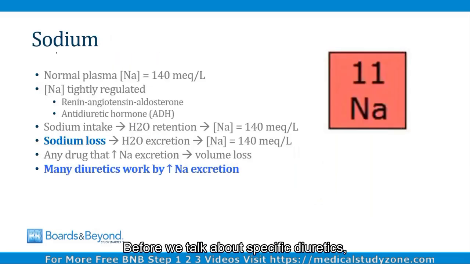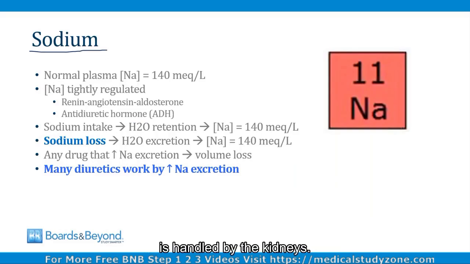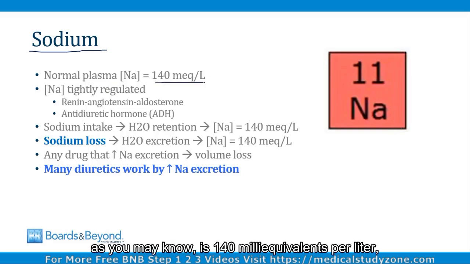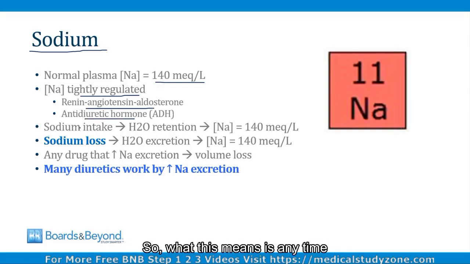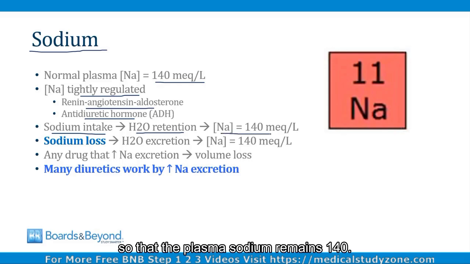Before we talk about specific diuretics, let me briefly talk about how sodium is handled by the kidneys. So the normal plasma sodium concentration, as you may know, is 140 milliequivalents per liter. And this concentration is tightly regulated by the renin-angiotensin-aldosterone system and by antidiuretic hormone, or ADH. So what this means is anytime you take in some sodium in your diet, your kidneys retain water so that the plasma sodium remains 140.